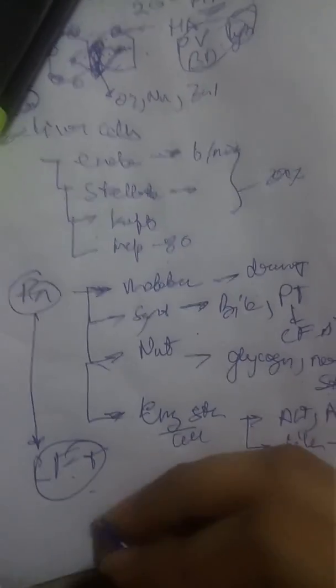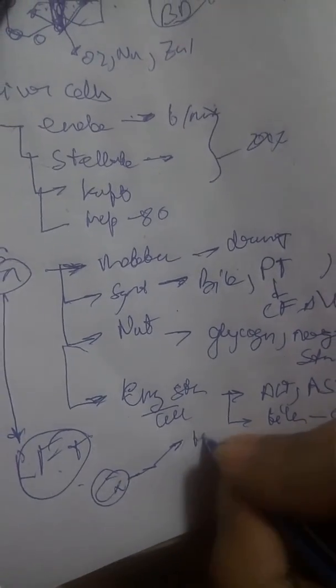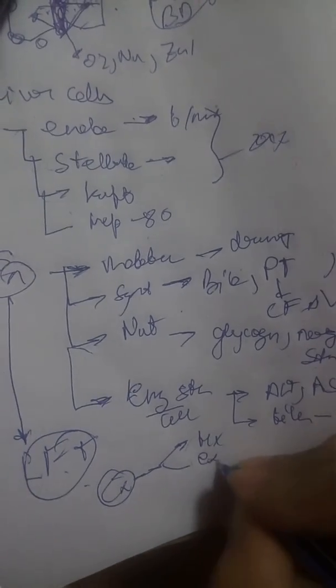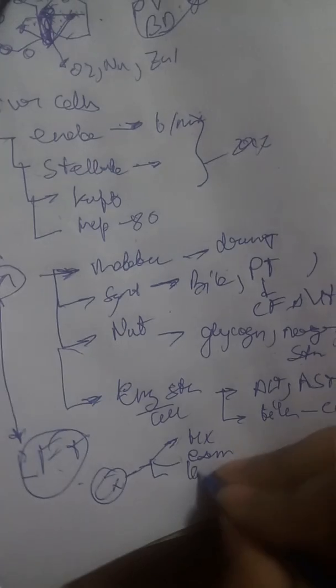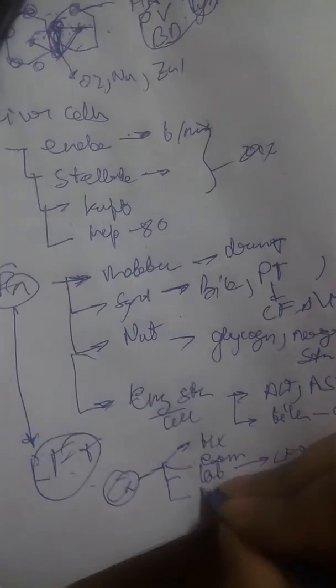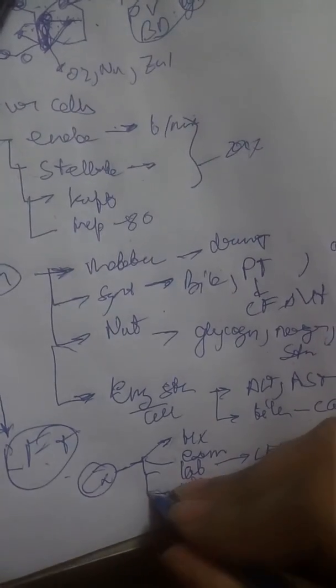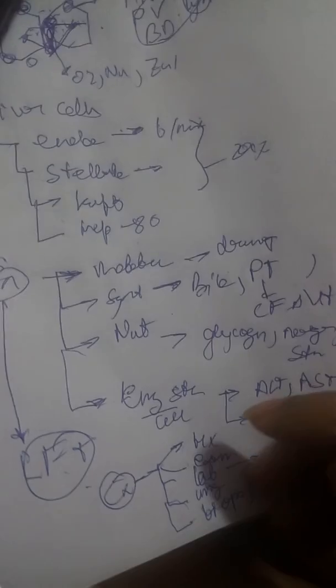Now we are entering the clinical aspect. Clinical aspects: first of all, history, examination, labs in which we have LFT and others, then we have imaging, and finally biopsy. Now we will discuss each of the topics.